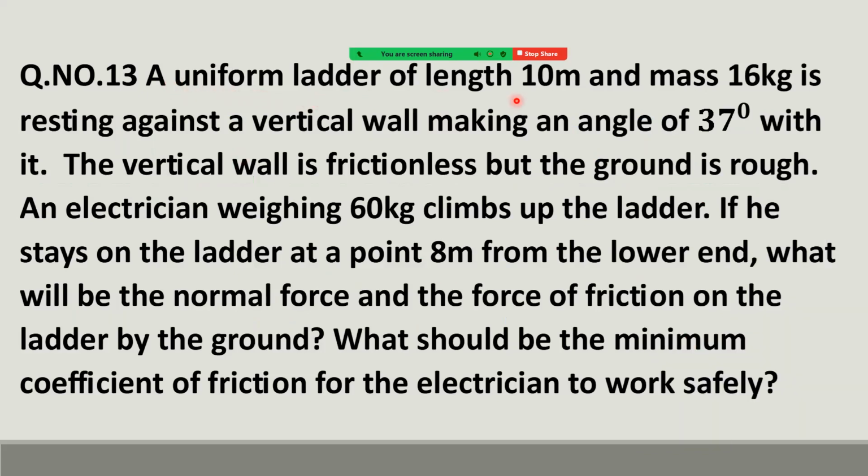A uniform ladder of length 10 meter and mass 16 kg is resting against a vertical wall making an angle of 37 degree with it. The vertical wall is frictionless but the ground is rough. An electrician weighing 60 kg climbs up the ladder. If he stays on the ladder at a point 8 meter from the lower end, what will be the normal force and force of friction on the ladder by the ground? What should be the minimum coefficient of friction for the electrician to work safely?